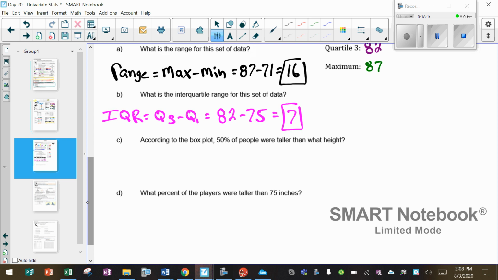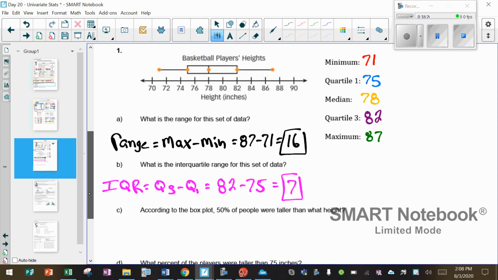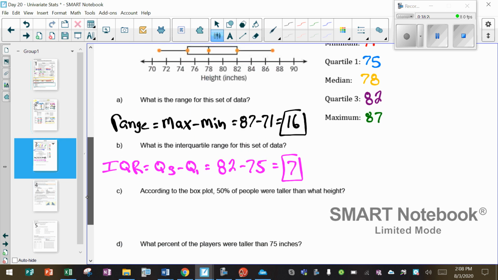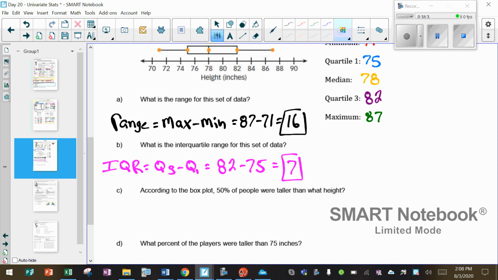So based on the box plot, 50%, half of the people, were taller than what height? Well, half the people, the middle number, that's our median score. The median value is 78, in this case inches for our units. So half the people are taller than 78 inches.